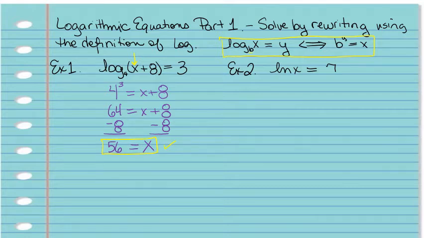The second problem has a natural log. I need to make sure I know what my base is, because I don't see it. And so if I remember that natural log is the same as log base e, then this problem becomes log base e of x is equal to 7. And then I can rewrite it now that I know my base. My base is e, so this is going to be e to the 7th is equal to x.